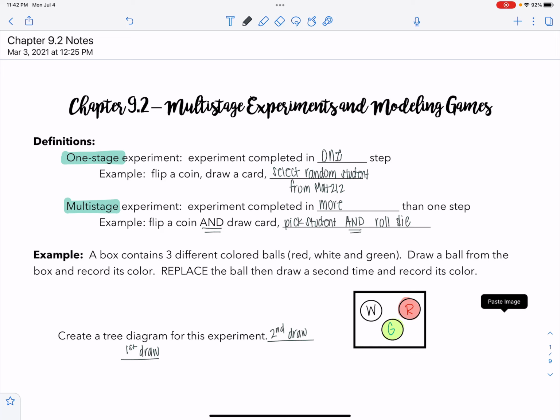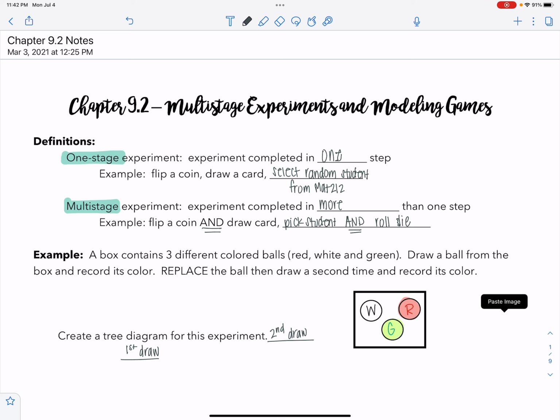So we're starting section 9.2. In 9.2, we're moving into multi-stage experiments, the stem "multi" just meaning many. We're moving from just doing one thing in our experiment to doing this and this. An example of that would be flip a coin and draw a card, or pick a student and roll a die. We're now doing two or more things.